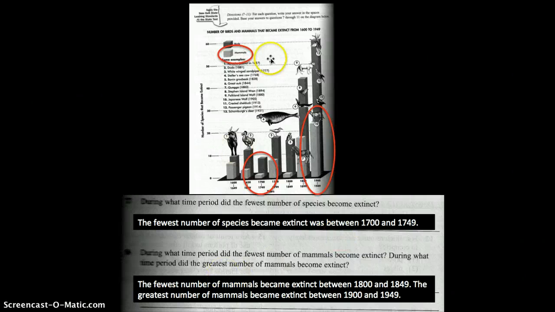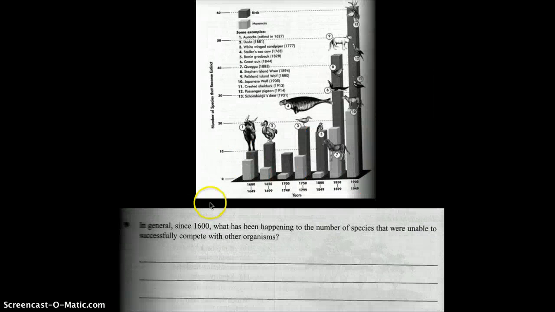Be careful that you did not do the birds, okay? That's probably one of the biggest points where we got messed up. So make sure that you answered on mammals. That brings us to number 9.